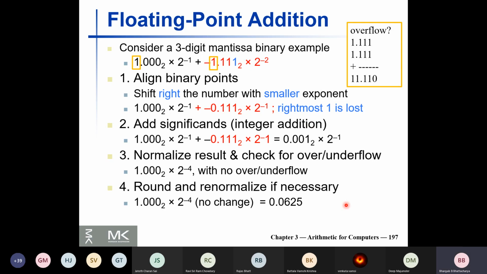Okay, and then we'll do some kind of rounding operation and renormalize if necessary. Now from this example, it is not clear how the rounding operation will be performed because we don't have any bits here, all bits are lost. And so in this particular example, there will be no change, and this is the output we obtain from this arithmetic operation.